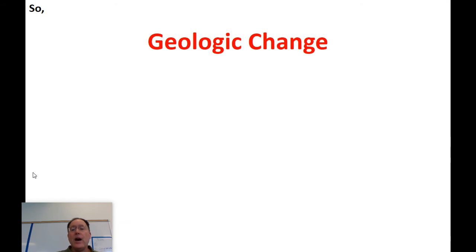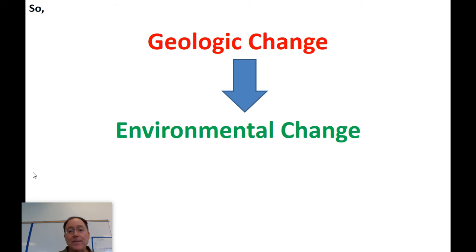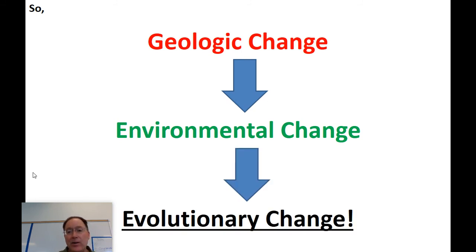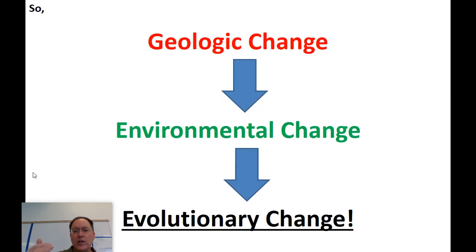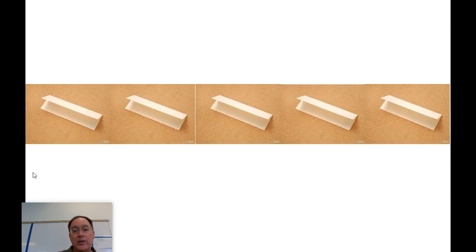So often geologic change, which is like from volcanoes or tsunamis or uplifting of mountains or big events like this, leads to changes in the environment. And then that allows organisms that are better suited in those new environments to have an advantage and then eventually become the dominant forms in those new environments. So that would be evolutionary change. If you recall, we did this with a bunch of these little pieces of paper that we folded and put up in a line. And I wanted you to make the connection between geologic change, environmental change, and then evolutionary change.